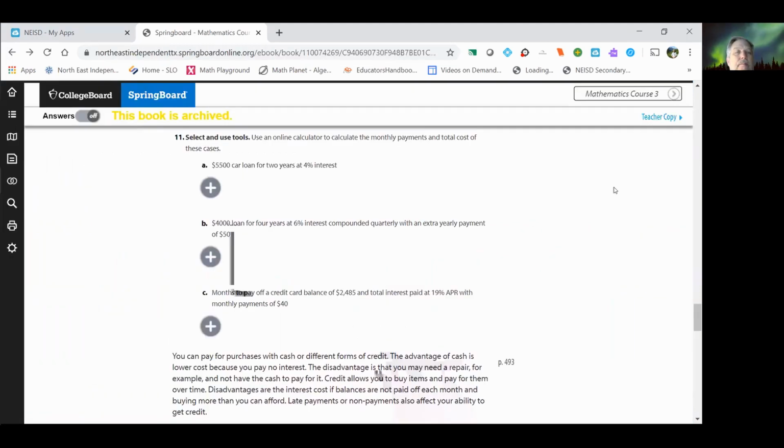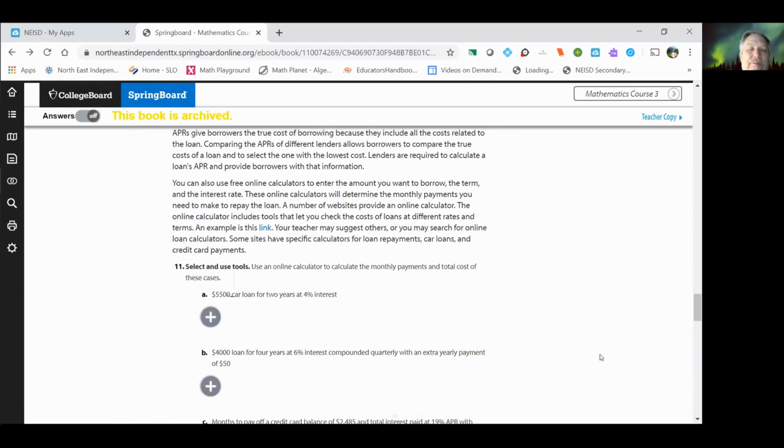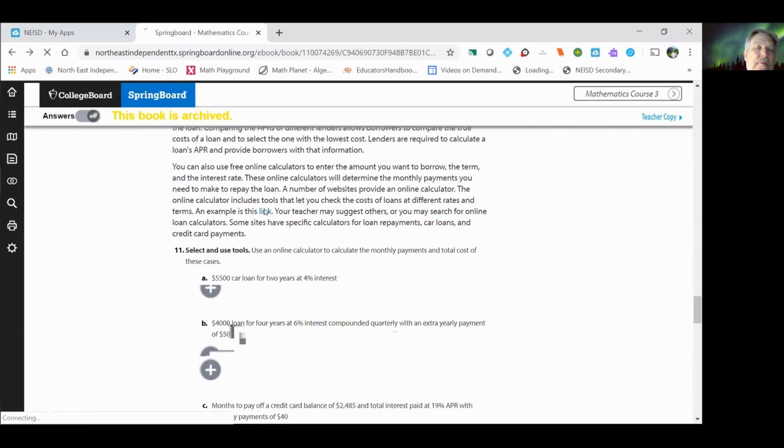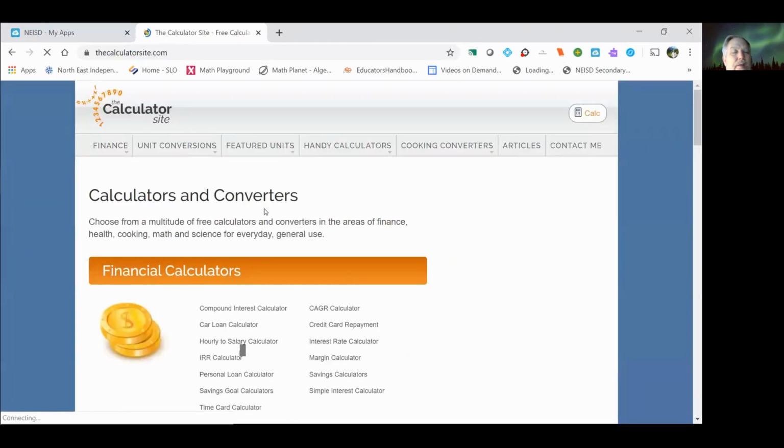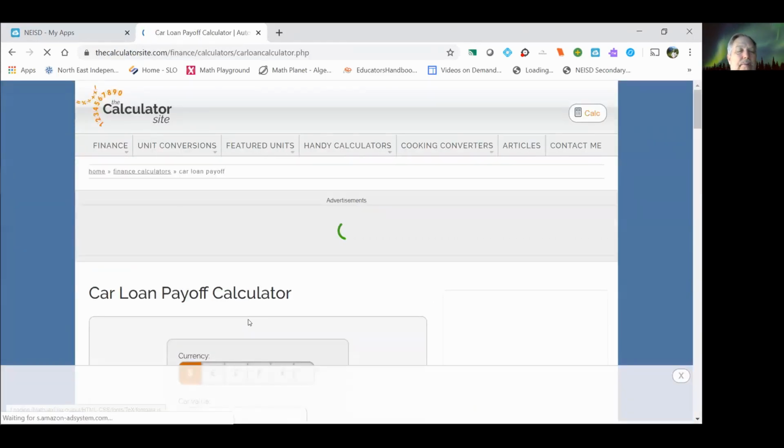All right, so let's go ahead and go back to where we were. Item 11. Select and use tools. Use an online calculator to calculate the monthly payments and total cost of these cases. So you have a $5,500 car loan for 2 years at 4% interest. Well, let's go ahead and see. We'll go to that online calculator we just had. So we're talking about a car loan here. So we'll go ahead and hit that link again. We'll look for the car loan calculator here.